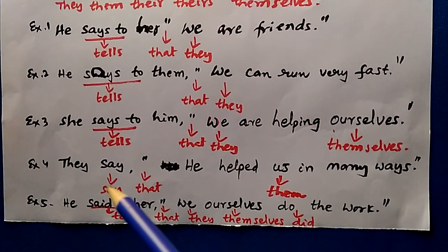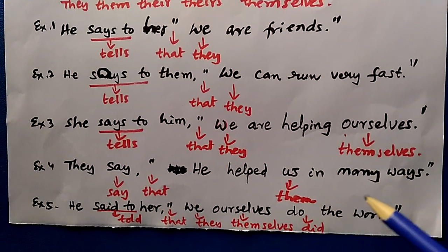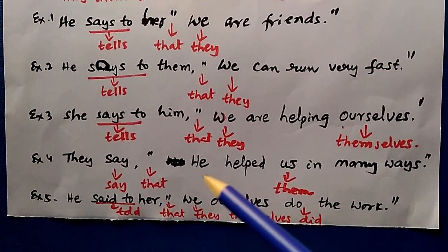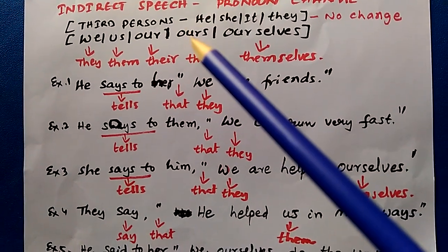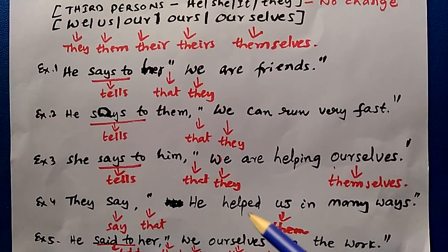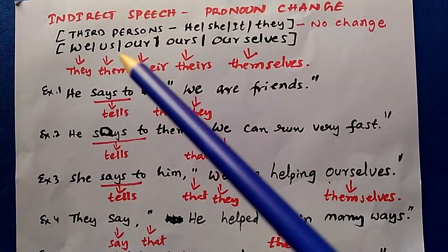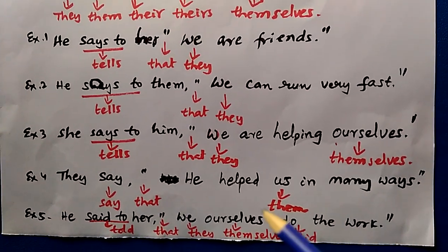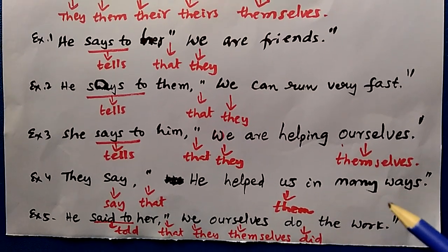And example number 4. They say, "He helped us in many ways." Say remains say, inverted comma becomes that. He has no change because it refers to third person. Third person pronouns cannot be changed. So he remains the same, verb same, and us becomes them. In many ways can be written as it is. So we get the answer: they say that he helped them in many ways.